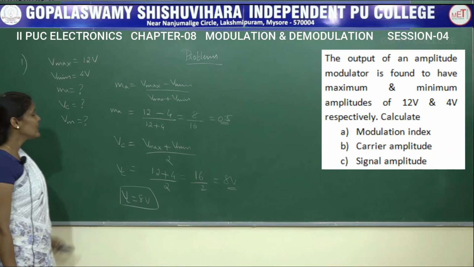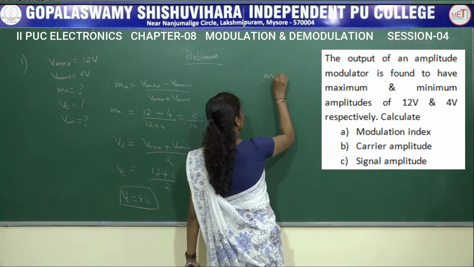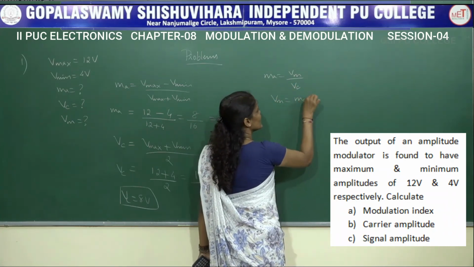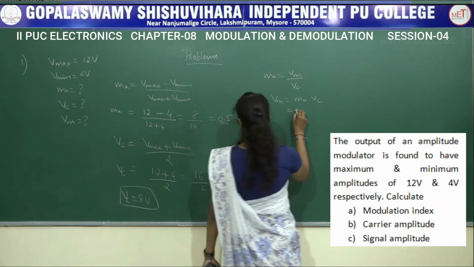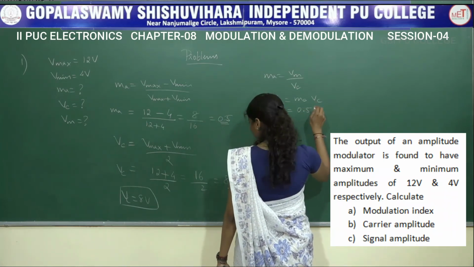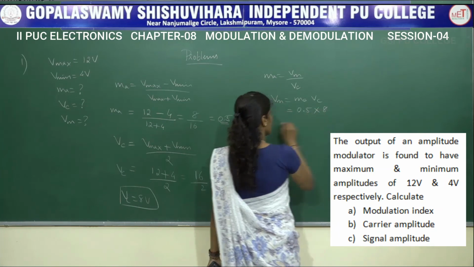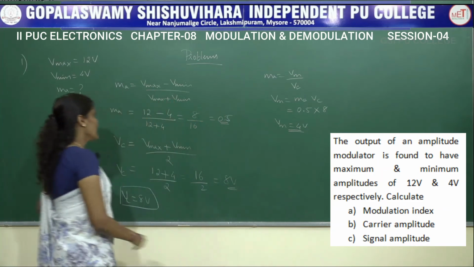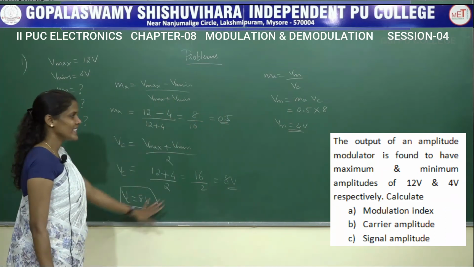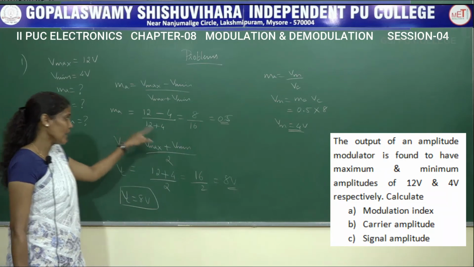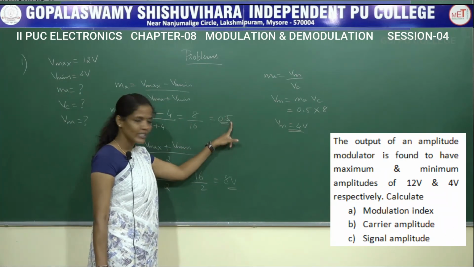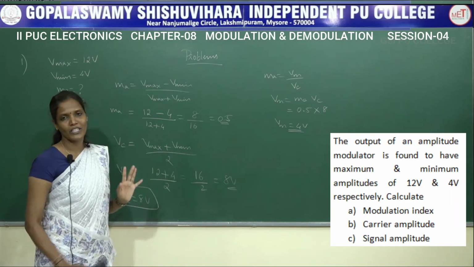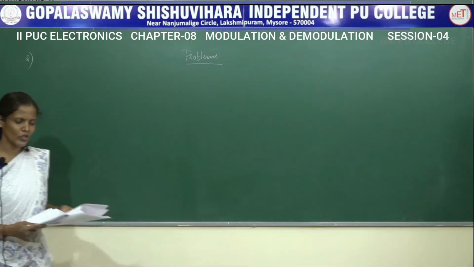Now we have to find out this Vm. We know that Ma is equal to Vm divided by Vc and Vm is equal to Ma into Vc. I have just cross multiplied. So Ma value is 0.5 into Vc value is equal to 8. So Vm value is equal to 4 volts. So Ma is 0.5, Vc is 8 volts, Vm is 4 volts. Ma does not have any unit, so leave it as it is. And for Vc and Vm we are having volts as the unit, so you have to mention those units. Clear? Now let us move on to the next problem.